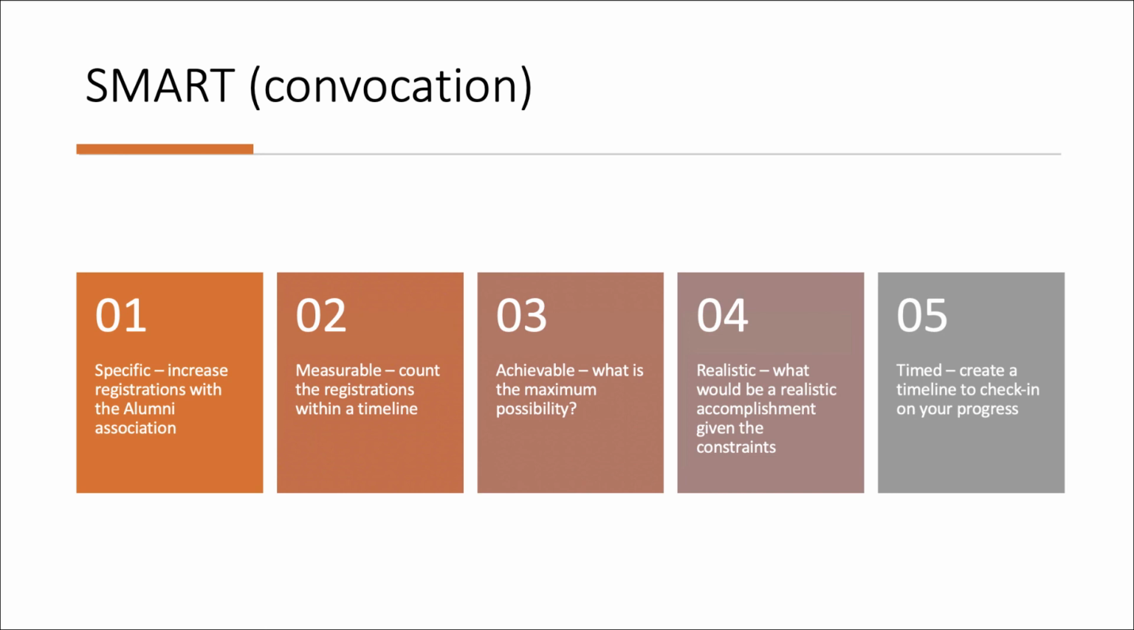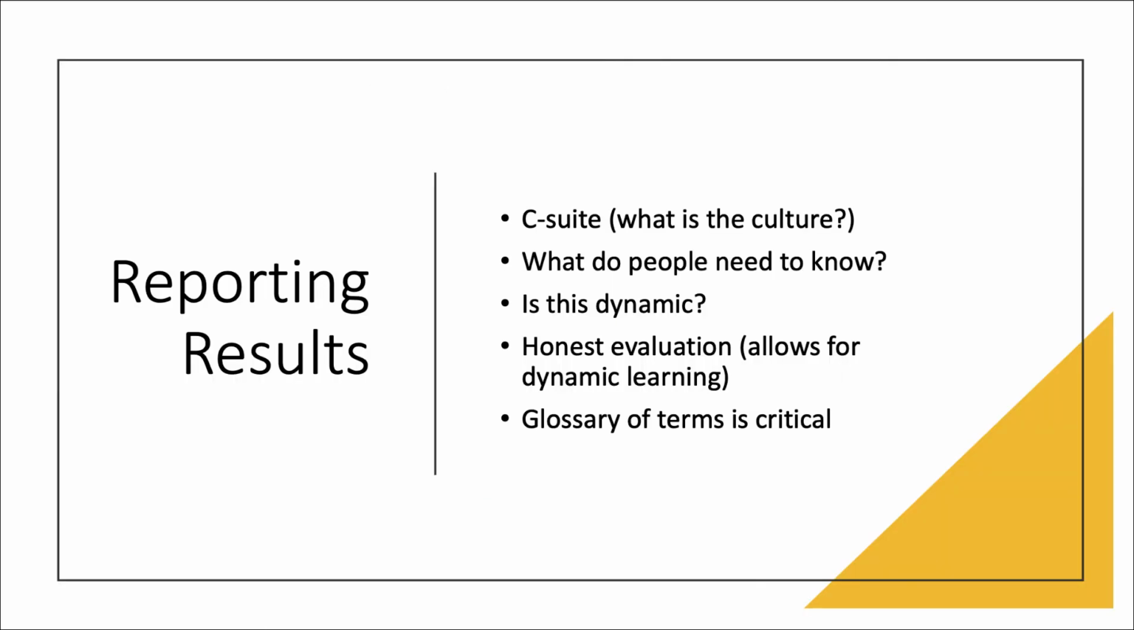So you want to attach that back to some of your initiatives on social. Achievable, what is the maximum possibility? And then number 4, realistic. What would be a realistic accomplishment given the constraints? And then timed. You need to set deadlines. So by such and such a date, I'm going to have, maybe 2,500 followers. And then that way, when you create these gates and goals, you'll have some concepts about whether or not you're on track. So you want your campaign to have specific timelines so that you can check in on your progress.